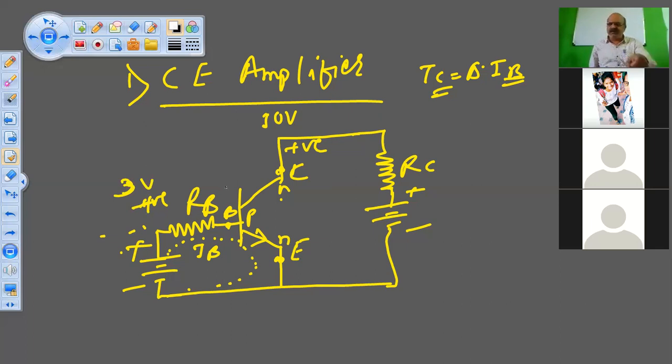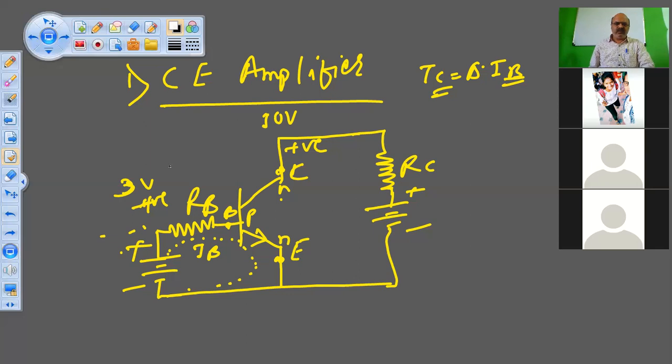Emitter base junction must be forward biased. That is correct. So we have connected the base to the positive terminal of the battery and emitter to the negative terminal of the battery. So automatically base emitter junction is forward biased. Collector base junction must be reverse biased. So we have connected collector, that is N side, to the more positive terminal and P side to the less positive terminal. So in this way we have achieved the reverse bias junction of the collector and base. So this is proper biasing of the transistor, correct?